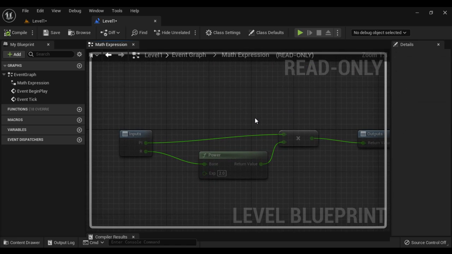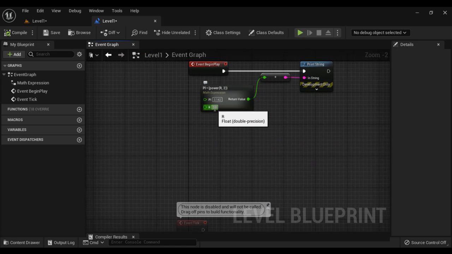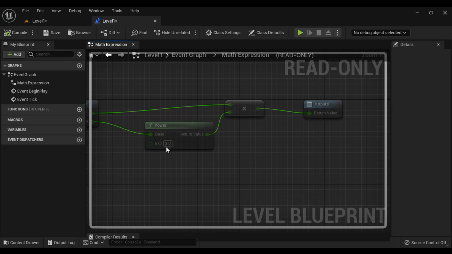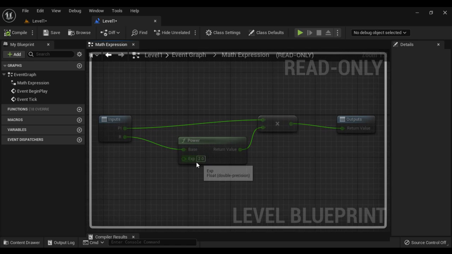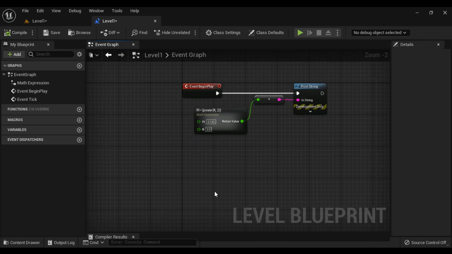And if you see in the math expression node, it has 2 input pins. One is pi and one is r. That is what we are giving here, pi value and r value. And inside it has done the power function. You can see it is using base raised to the power of exponent, right? So r is the input, r2, r square, pi r square, it returns the output. That is how math expression works, guys.